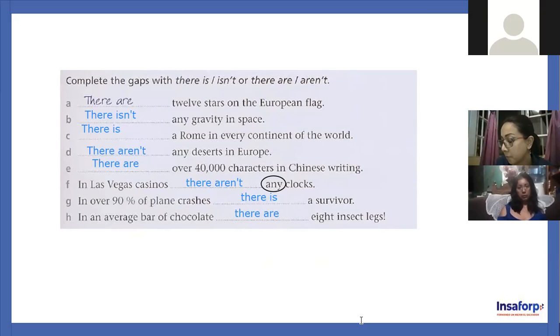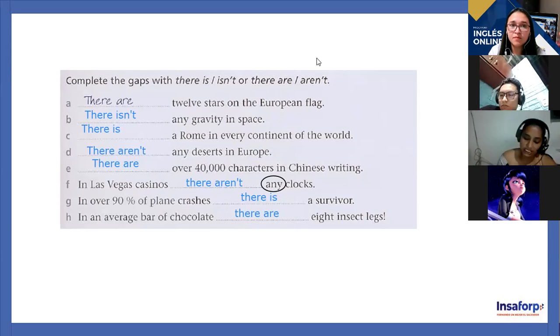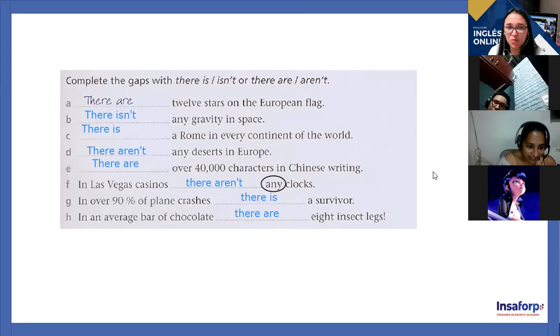Teacher, yo tengo una duda. Yes. Se lo voy a decir en español. Yeah, go ahead. Usted dijo que vamos a utilizar there is para un objeto, y el there are cuando tengamos más de un objeto. Okay, no problem. Okay, so somebody else, guys?